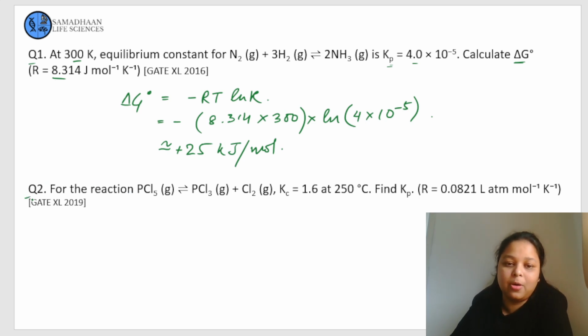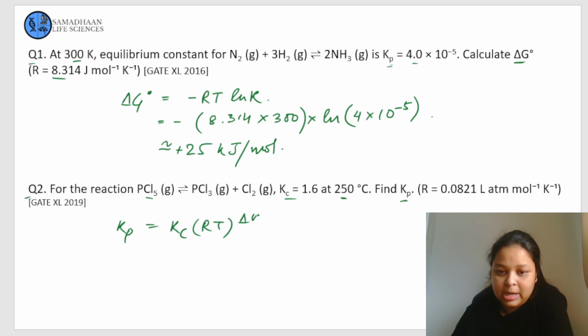Now for the second problem, for the reaction of dissociation of PCl5, Kc is given. We have to calculate the Kp at a definite temperature. Now the equation is Kp is equal to Kc into RT to the power delta n. So let's first consider delta n. All the products and reagents are in gaseous state. So 1 plus 1 minus 1. So delta n is 1.